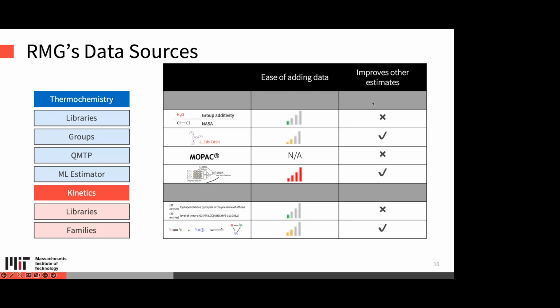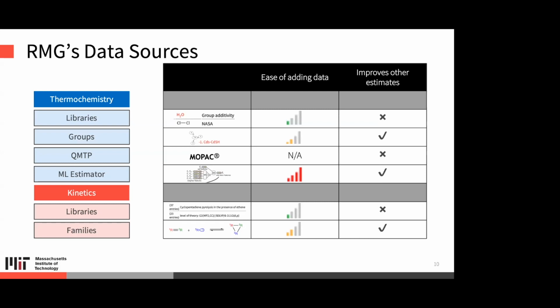And then the other important characteristic is whether adding this new data will improve other estimates within RMG. For the libraries, if you just add one species to that library, it will only help that individual species. But in contrast, if we were to add a new group or update the value for an existing group, then that will change the thermal estimate for any species that contains that thermal group. For QMTP, its job is to calculate the value of one species, so it would just impact that one species. And if we were to upload new weights for the ML estimator, then that would impact the predictions of everything that the ML estimator is used for.